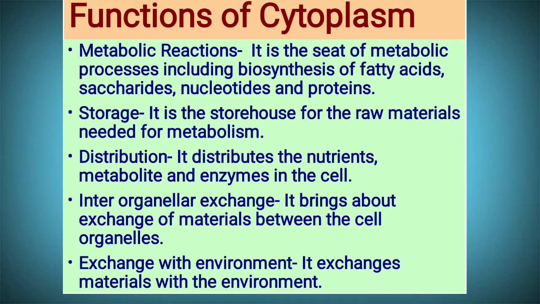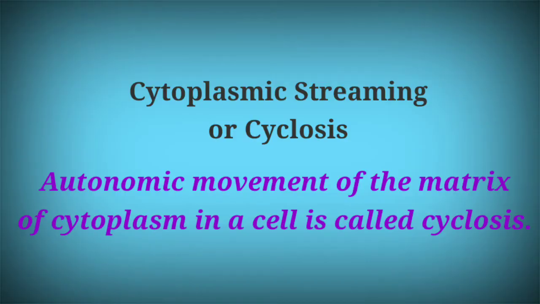Then comes the interorganellar exchange. So that is the same as the third function, that the cytoplasm brings about exchange of materials between the cell organelles. Then it can exchange materials with the environment also. And the last part is called the cytoplasmic streaming, and that is also called cyclosis. So cyclosis is the autonomic movement of the matrix of the cytoplasm in a cell.